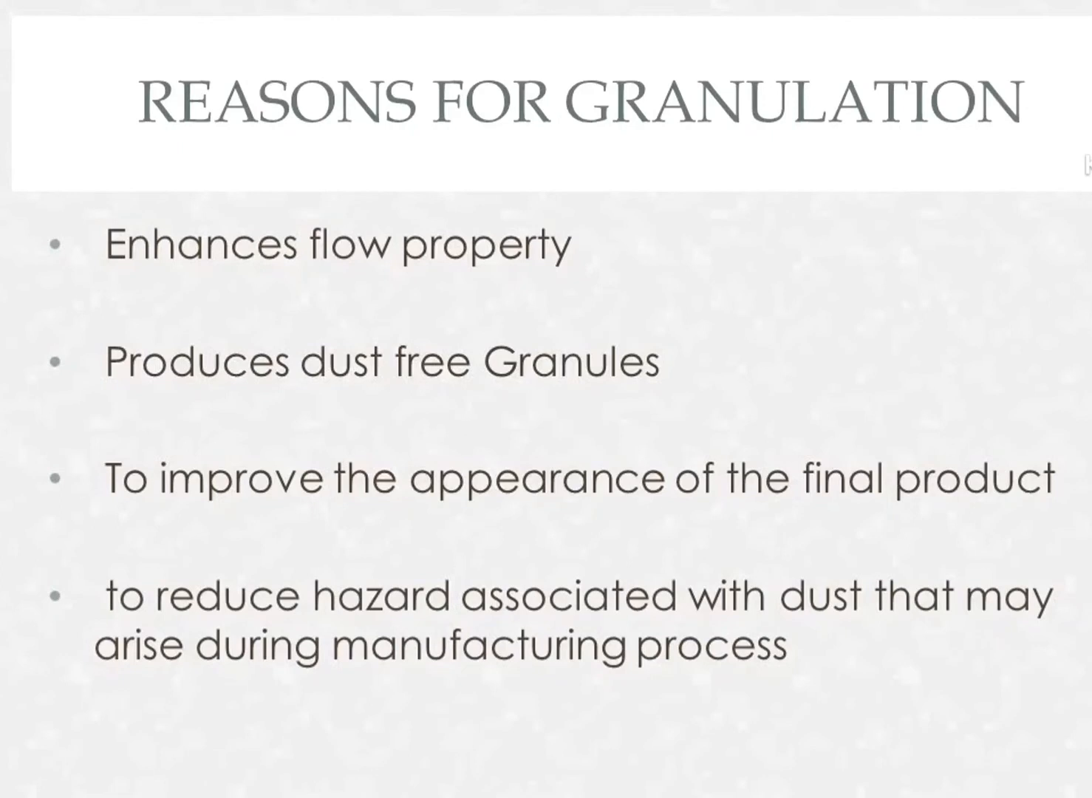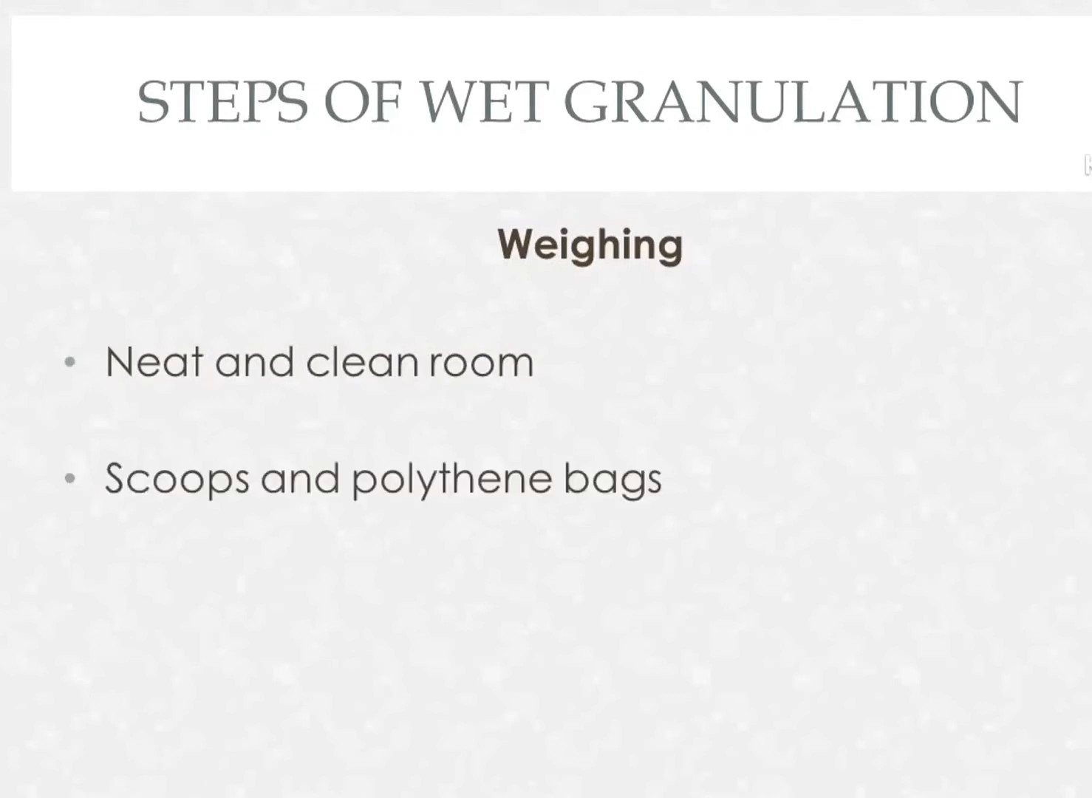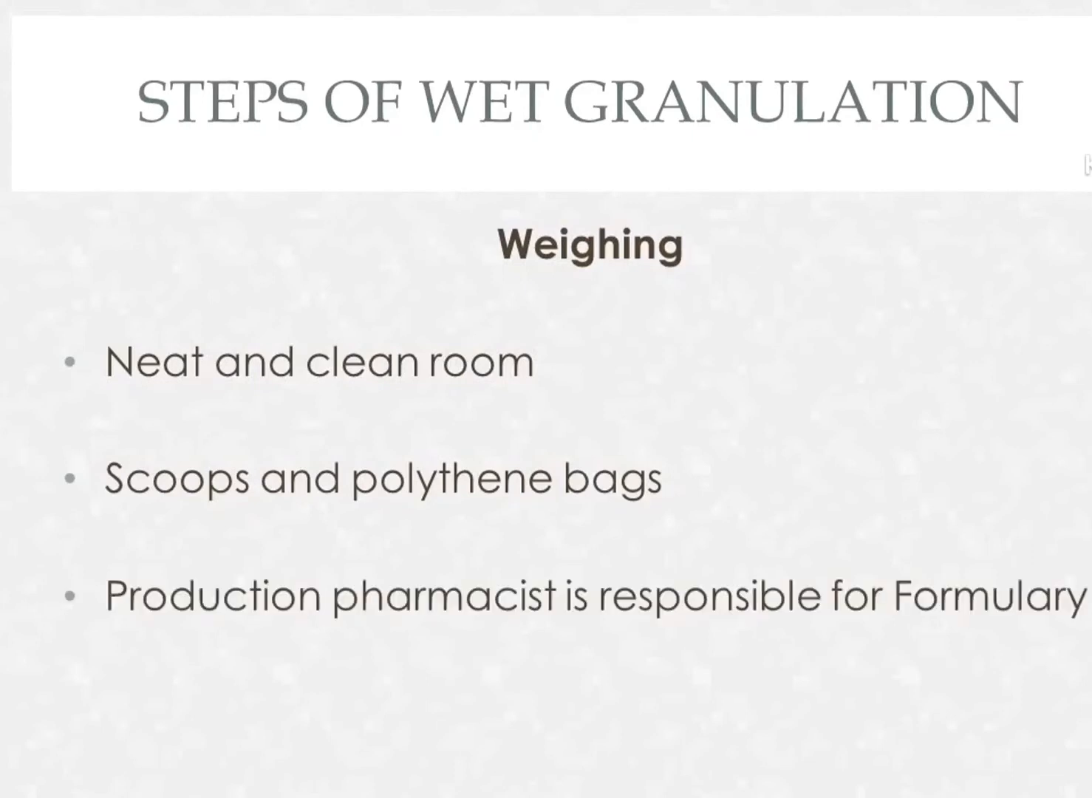So now we're going to discuss some steps involved in wet granulation. The first step is weighing. For weighing, we definitely need a neat and clean room. We need scoops and polythene bags for mixing of powder. And then we need a production pharmacist for formulary. He is responsible for the amount of drug that you use while preparing a powder.